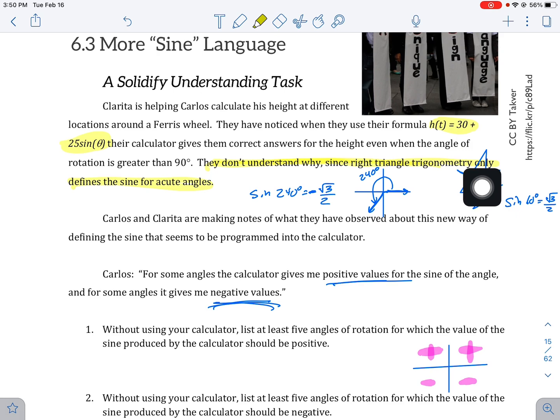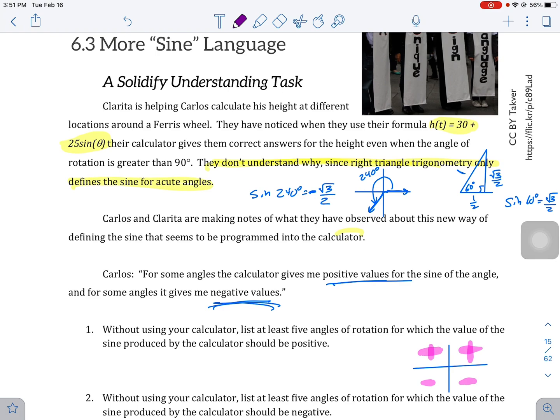They don't understand why, since right triangle trig only defines the sine for acute angles, and some of these angles are greater than 90 degrees. So, for example, if you have a 60-degree angle and you found the sine of 60 degrees, the ratio of the height to the hypotenuse is going to be the square root of 3 over 2 to 1, or the square root of 3 over 2. However, if you took the angle to 240 degrees and you took the sine function, you end up with the same square root of 3 over 2, but this time it's negative.